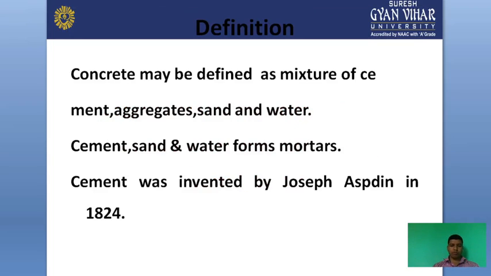As you all know, concrete may be defined as the mixture of cement, aggregate, sand and water. Cement, sand and water form mortar, and cement was invented by Joseph Aspdin in 1824. So first, what is concrete? Concrete is a mixture of cement, aggregate, sand and water. Cement, sand and water form mortar, and cement was invented by Joseph Aspdin in 1824.